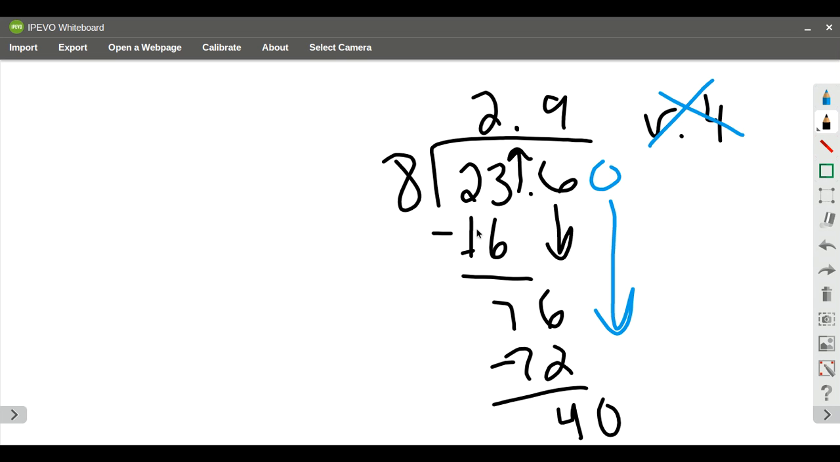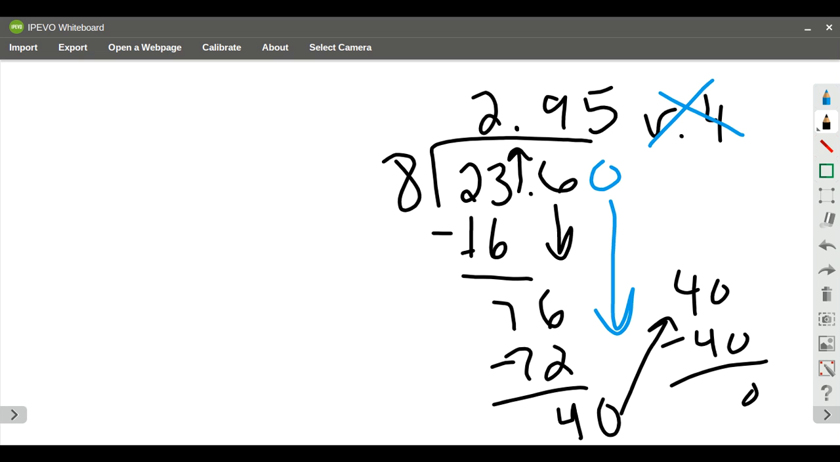So I can add zeros and bring them down with decimals because I've already done my decimal placement. Whole number looks a little bit different, and we'll talk about that as we move further into this topic. So I can add a 0 and bring it down. I look at how many times 8 goes into 40. 8 goes into 40 5 times. And when I do 40 subtract 40, I get 0. Okay? So my answer on this one is going to be 2 and 95 hundredths.